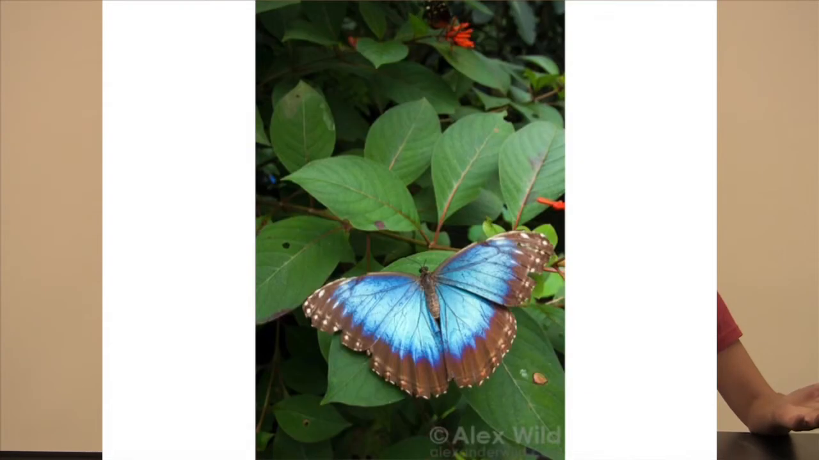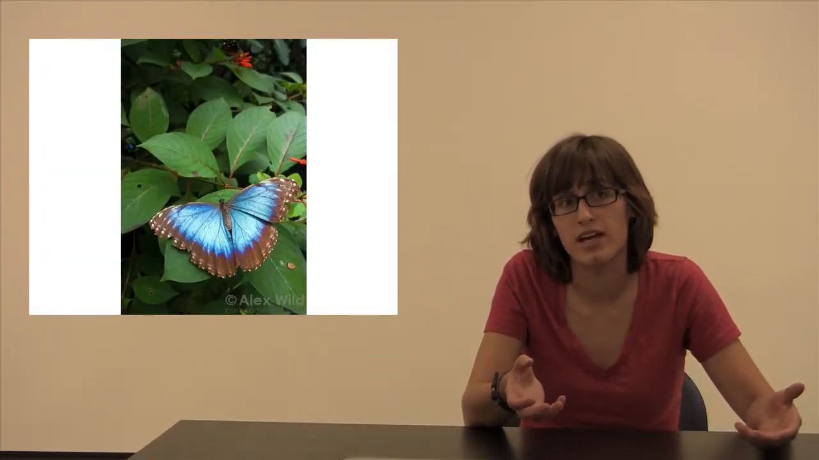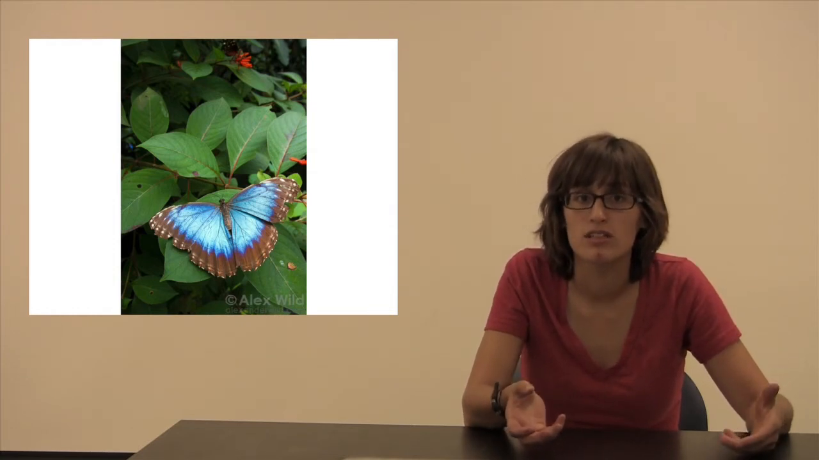But what about the Morpho butterfly? This butterfly is iridescent, so at different angles we can see different colors. Look at the Morpho butterfly in front of you. Pick it up and tilt it at different angles. Can you see the iridescence in the wings? We'll explain how the iridescence of this butterfly's wings works in just a moment.